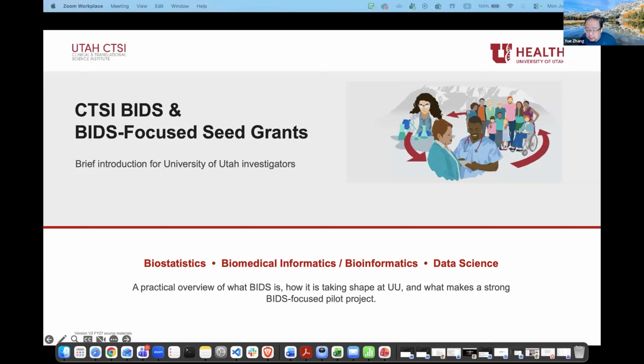The central idea is that many translational research projects now require more than one of these areas. Oftentimes, investigators need help with study design, data access, data management, statistical methods, AI approaches, machine learning approaches, reproducible workflow, and sometimes a dissemination plan. So BIDS is intended to create a more coordinated pathway for investigators rather than treating all these requests as separate services.